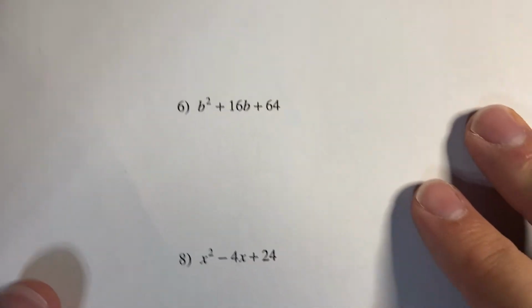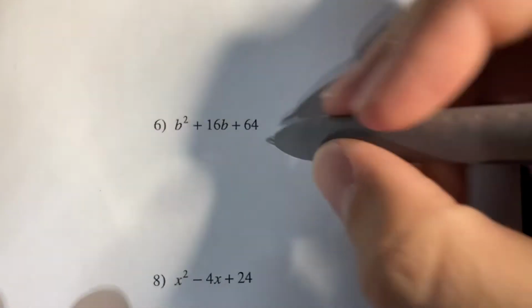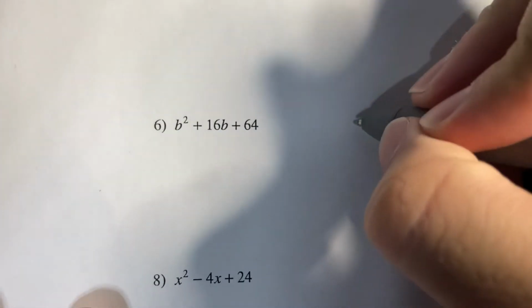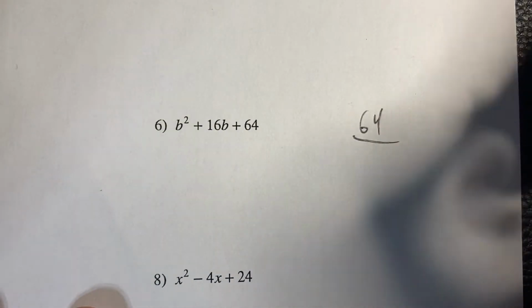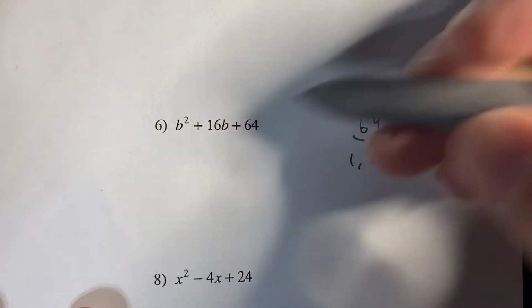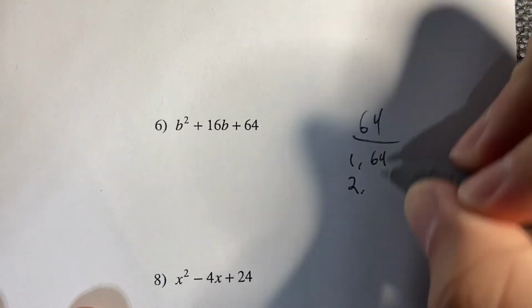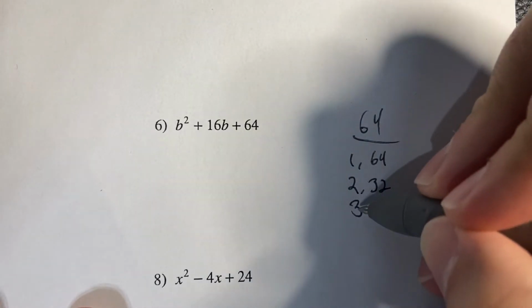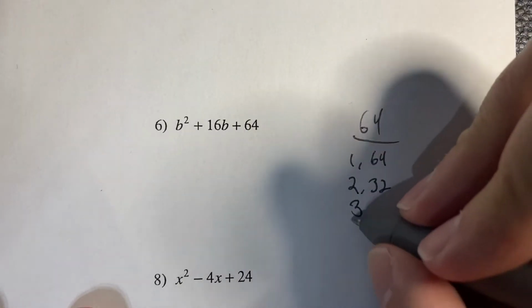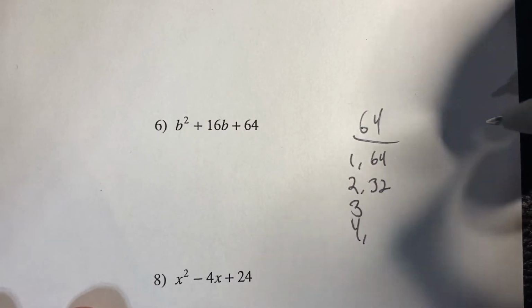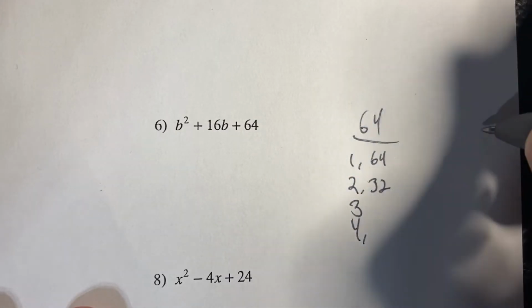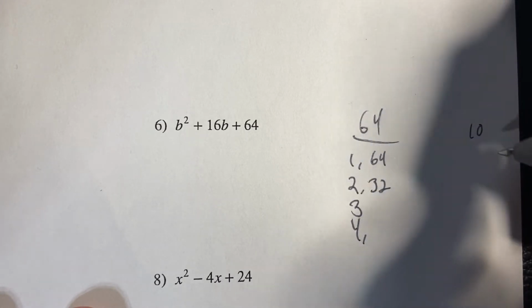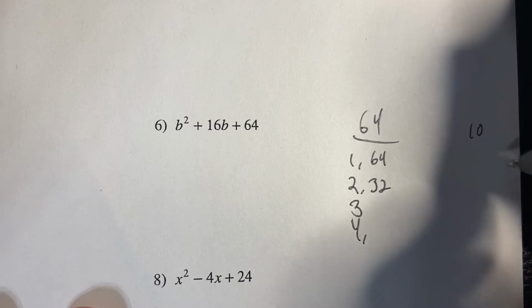All right, next one is this one right here. I like this one. Again, I glance at this and I don't know off the top of my head, so I'm going to go right into the box. 64, right? I got 1 times 64, not even close to 16. 2 times 32. 3 doesn't work. 4, does 4 work? I think 4 might work.